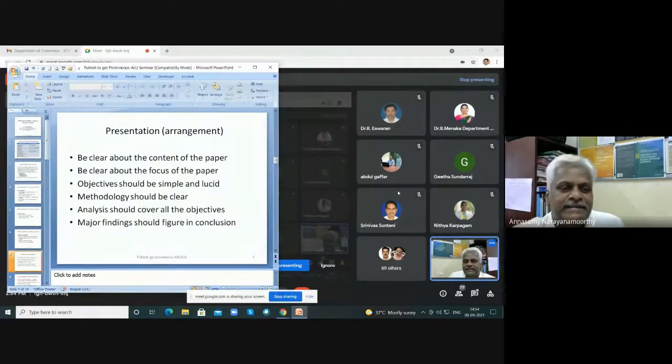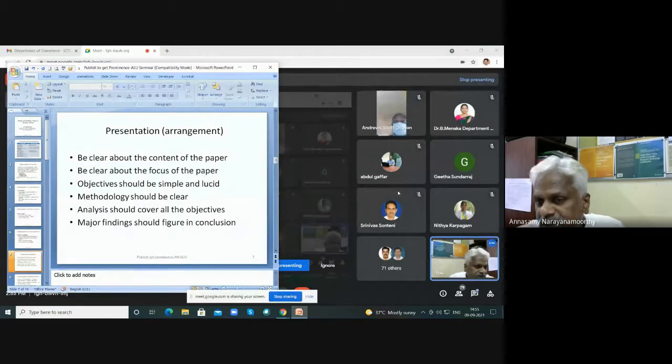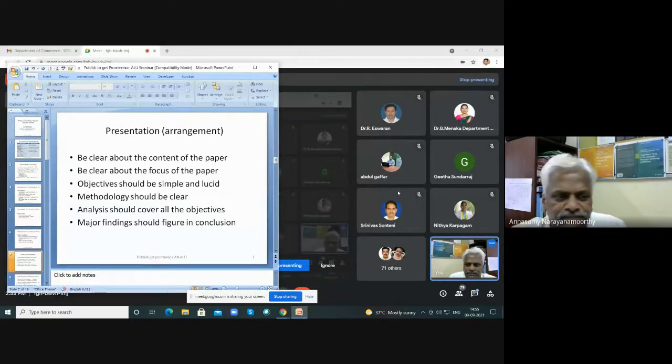Right? Analysis should cover all the objectives. I told you, many people leave out objectives when they write a paper. They mention 3-4 objectives, but in the analysis, they miss it. They don't cover them. If they don't cover them, it means you missed it. The paper will be rejected. And major findings should figure in the conclusion. All this you see normally.